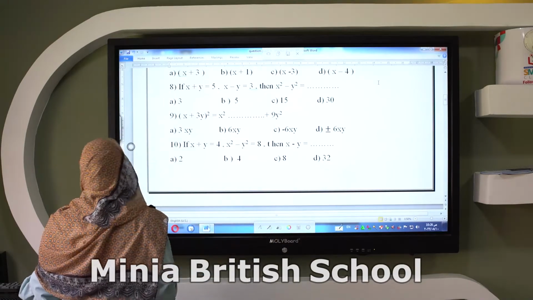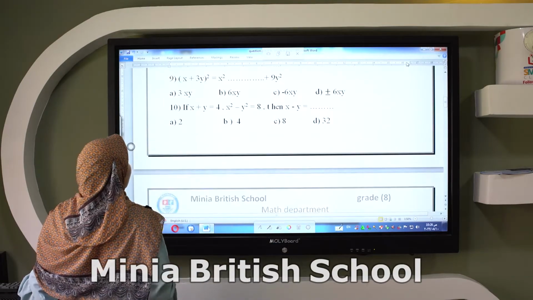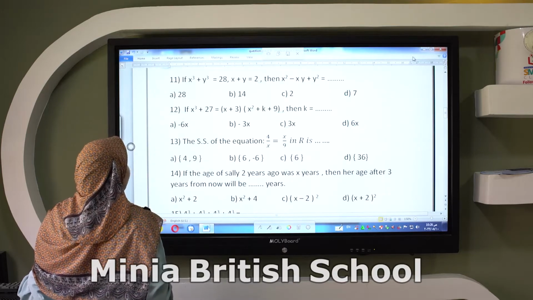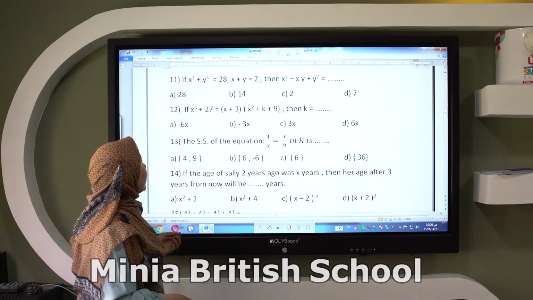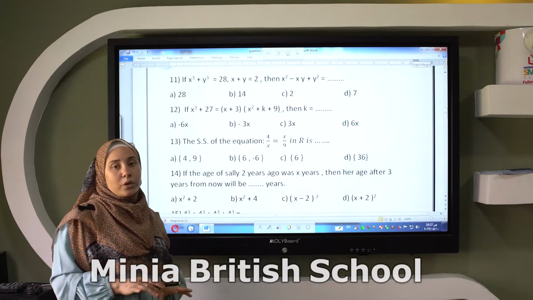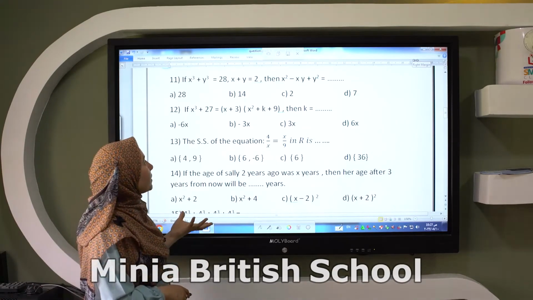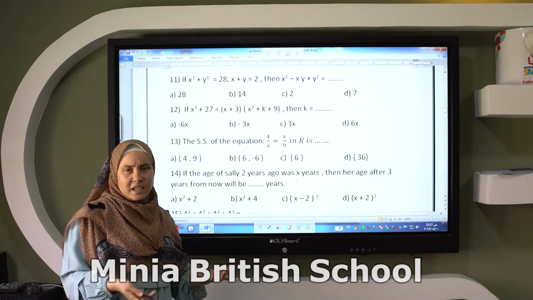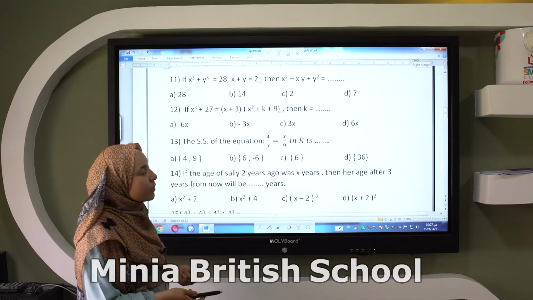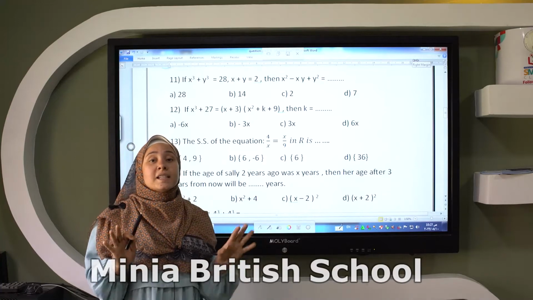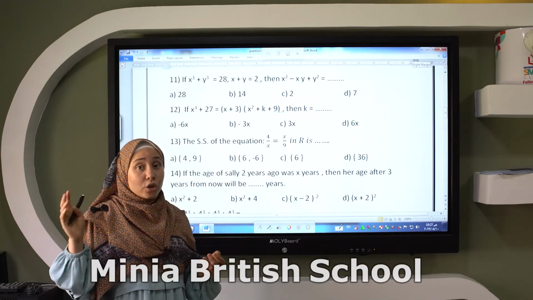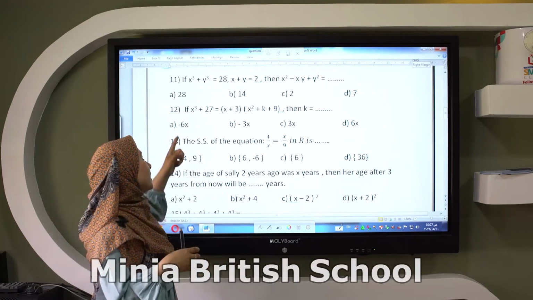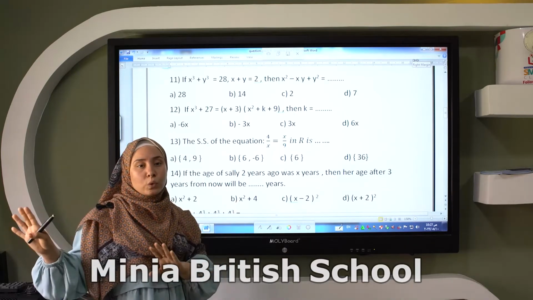The next question, number 11. If x³ plus y³ equals 28 and x plus y equals 2, then x² minus xy plus y² equals what? Okay, this expression is called what? Good. It's called difference between two cubes. Difference or sum? Here, sum. So sum between two cubes.